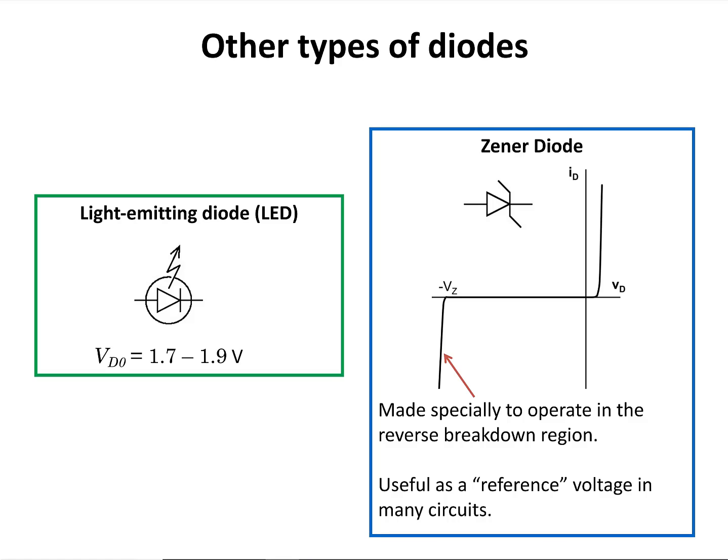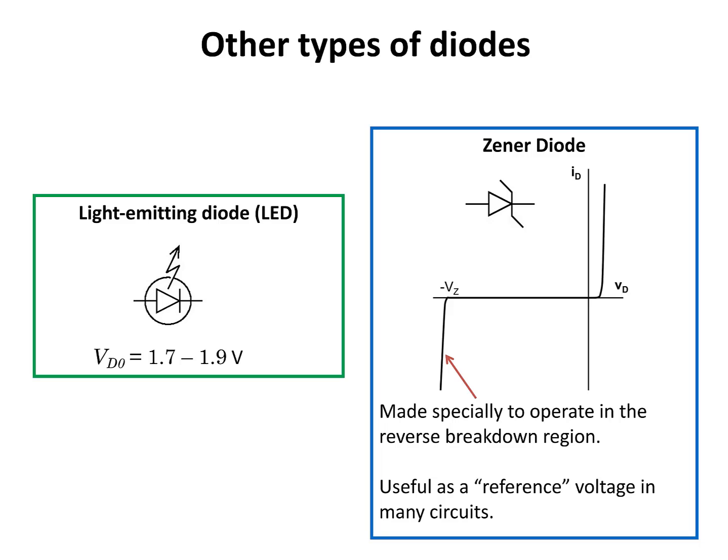To have a visible light output, the band gap of the semiconductor that is used to manufacture these diodes must be larger than that of the silicon diodes. As a result, these diodes are typically made of type 3-5 semiconductors like gallium arsenide. They have a larger VD0 compared to silicon, and their VD0 is in the range of 1.7 to 1.9 volts.